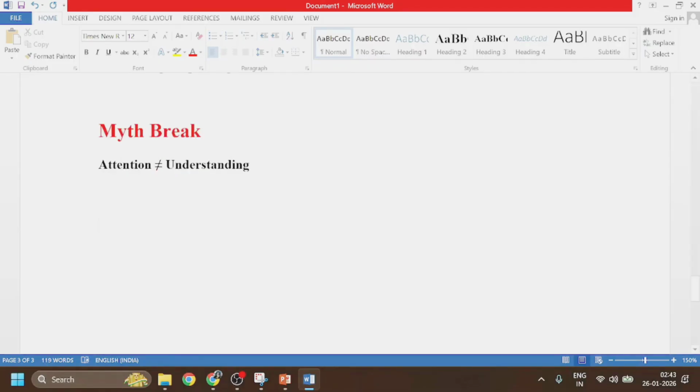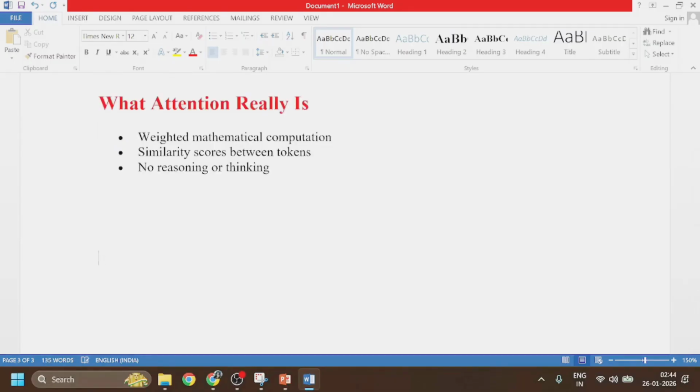Now we can see here a myth buster. Attention does not equal understanding. Then what is attention? If it is not understanding, then what? What attention really is: attention is just weighted math. It calculates a similarity score between the tokens.